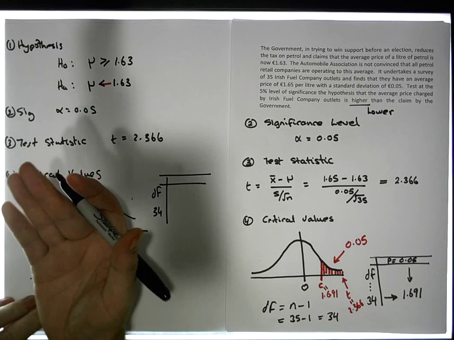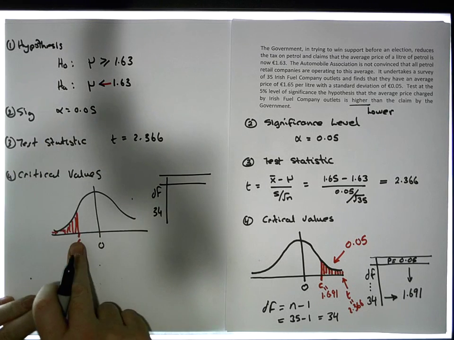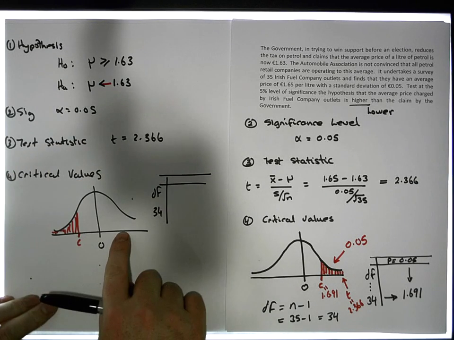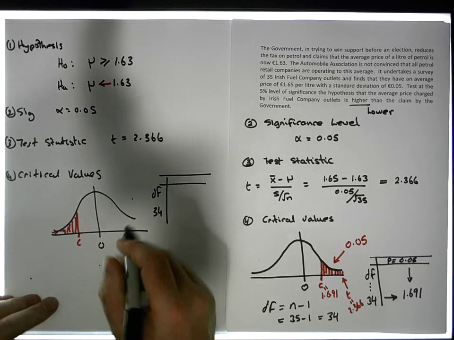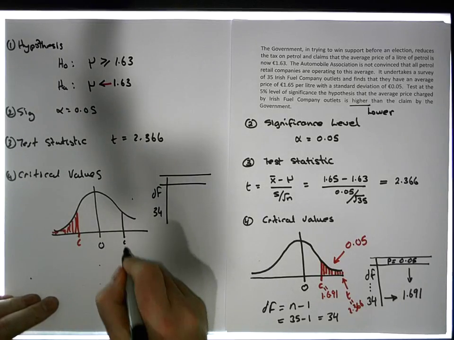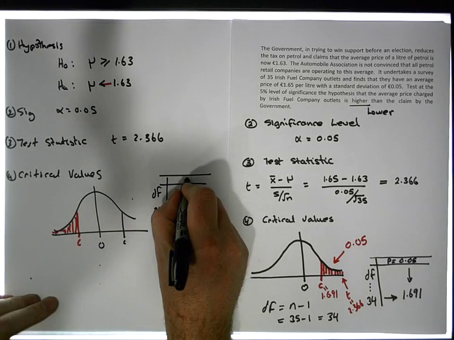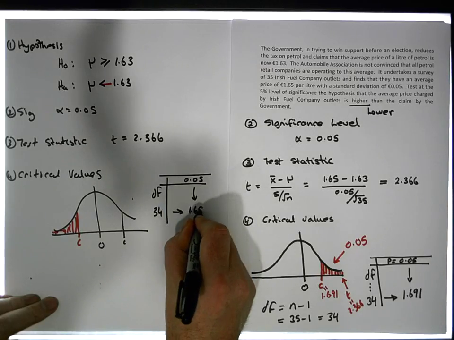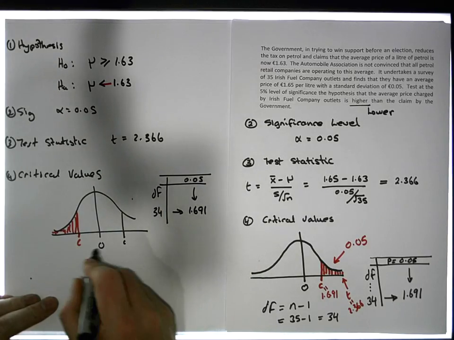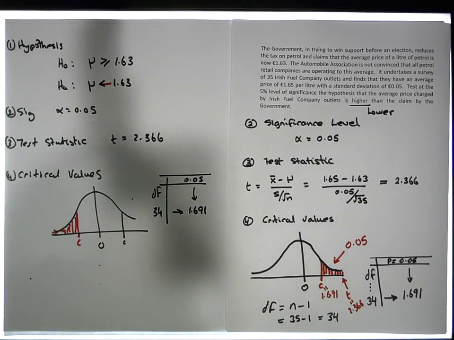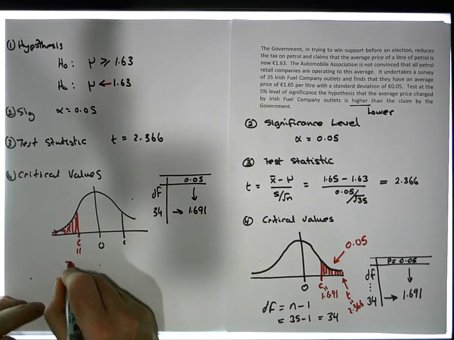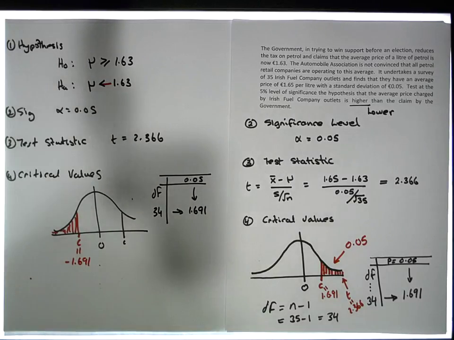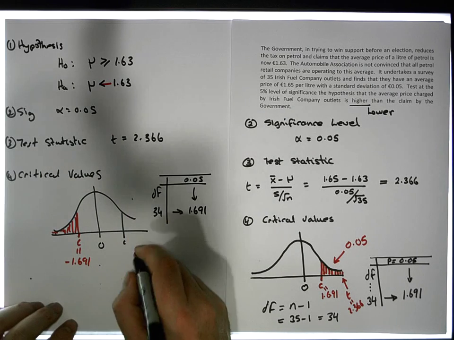Symmetry tells us this value would be equivalent to the value that has 5% of the area on the right-hand side. So it would be equivalent to a critical value over here. It's still 0.05 on the right, so our critical value is still the same. It's 1.691, but it's not the positive version, it's the negative version. So actually what we have here is minus 1.691 as the appropriate critical value for this one-tailed test.